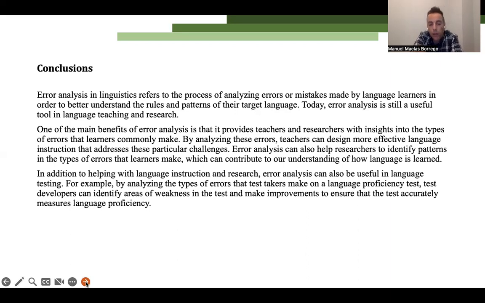In addition to helping with language instruction and research, error analysis can also be useful in language testing. For example, by analyzing the types of errors that test takers make on one language proficiency test in particular, test developers can identify areas of weakness in the test and make improvements to ensure that the test can accurately measure language proficiency.